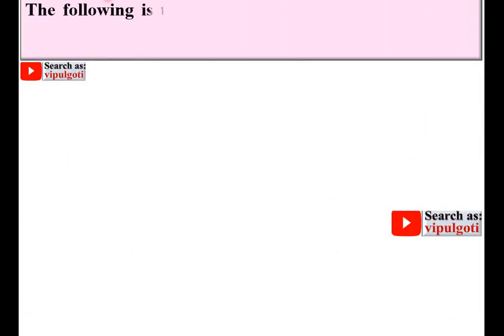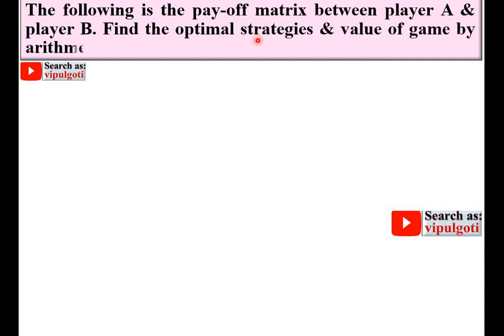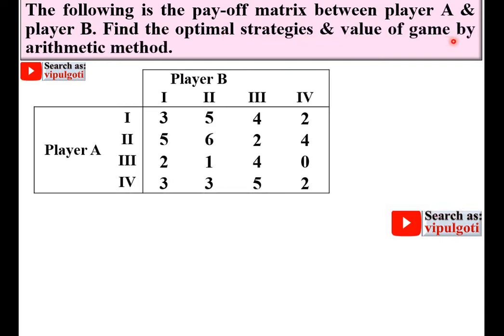So let's start with the description of the problem. The following is the payoff matrix between player A and player B. Find the optimal strategies and value of gain by arithmetic method. This payoff matrix is given to you.